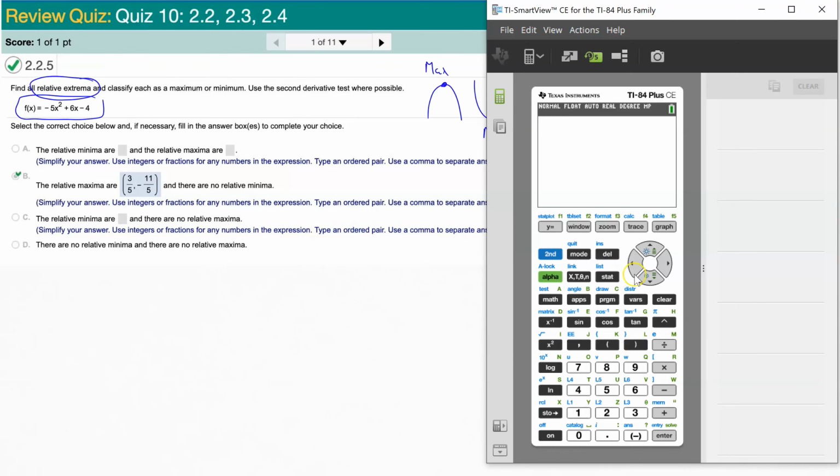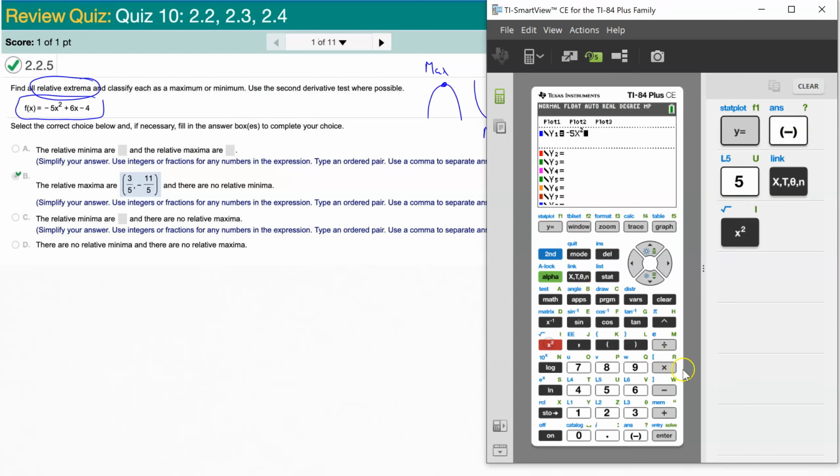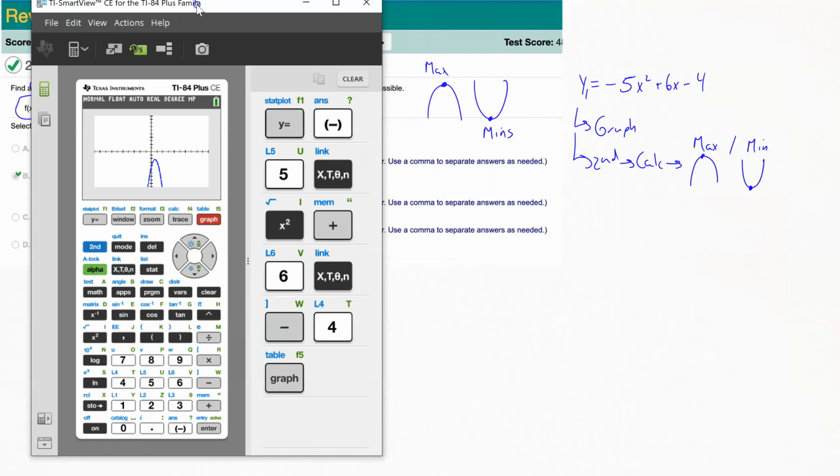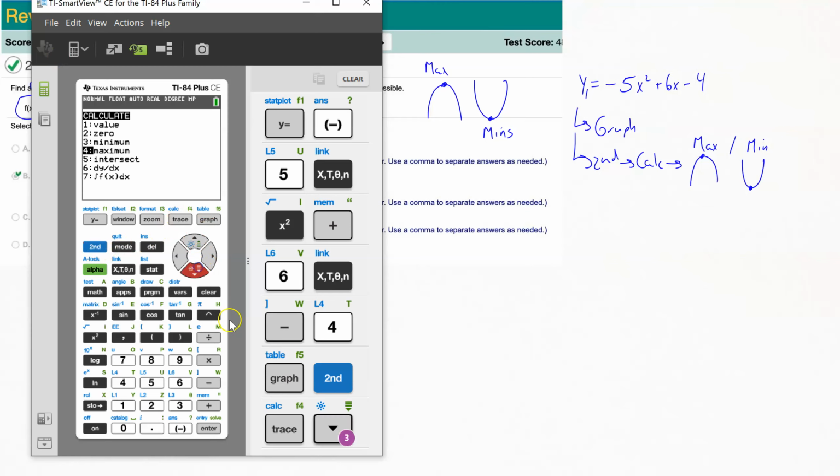So opening up our calculator, going into our y equals, and typing in that equation they gave us: negative 5x squared plus 6x minus 4. We'll go ahead and graph that. What we can see is that we have a peak, and really only a peak happening right now. So we're looking at a max in this situation. We're going to go second calc, and down to number 4, maximum.